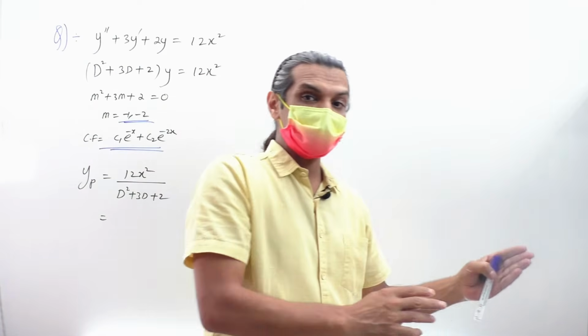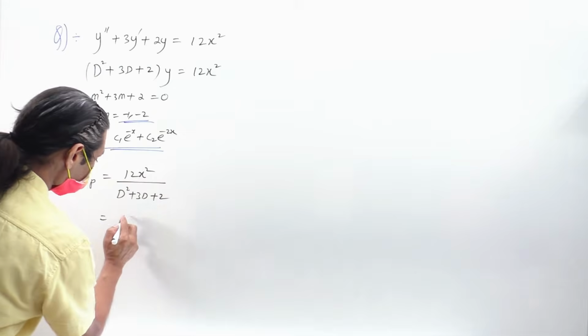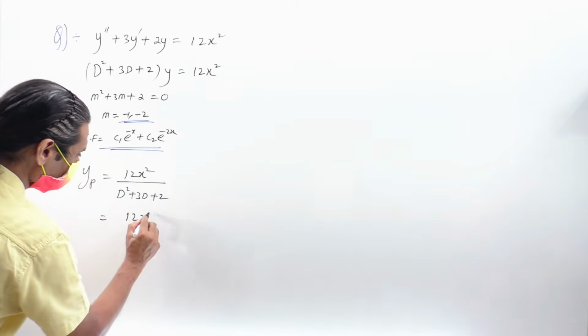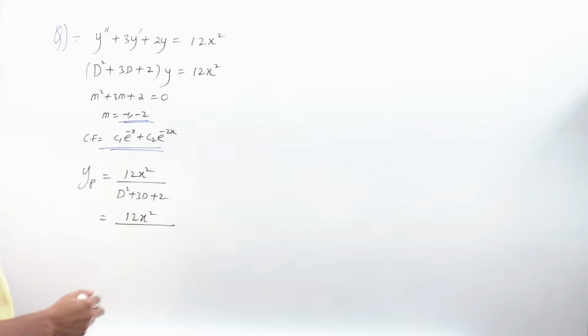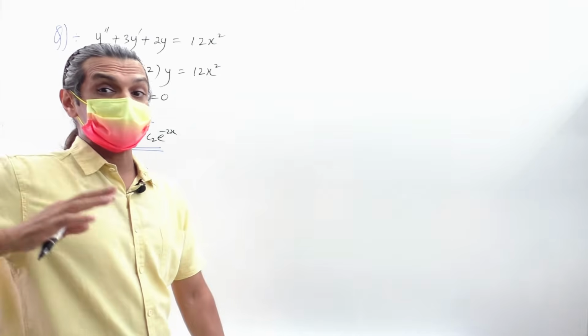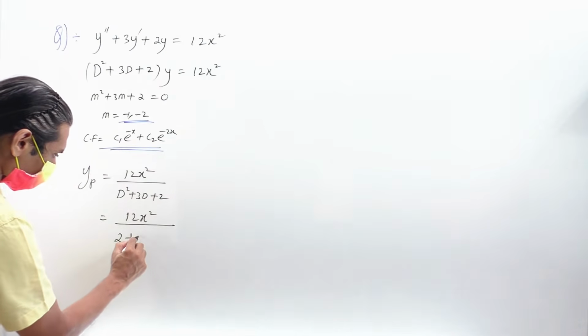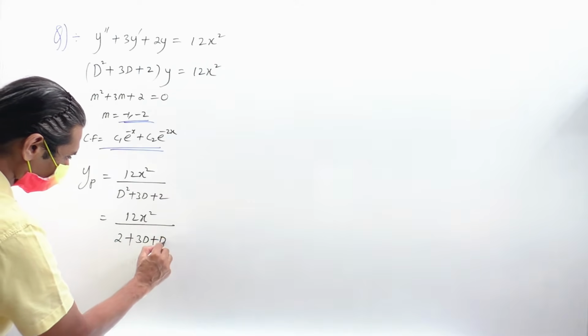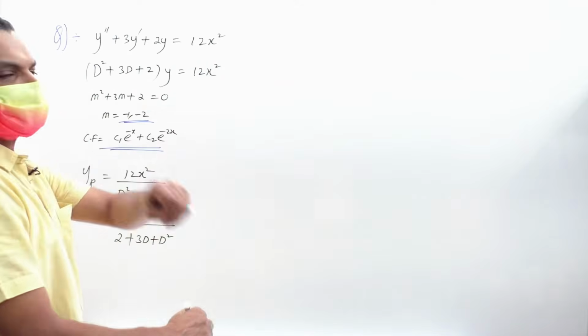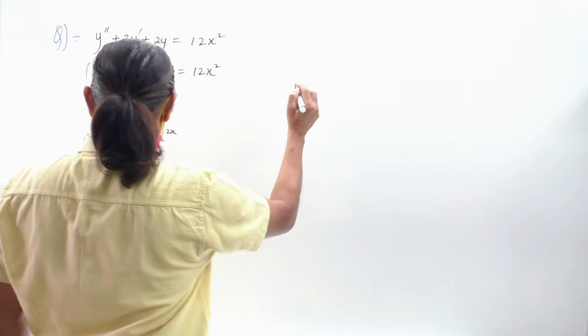Refer to the theory again. The numerator in descending order, big to small, so only 12x square, keep as it is. Denominator in ascending order, small to big, in powers of d. So first is the constant, plus 3d, plus d square. Now let's divide it. Simple division.